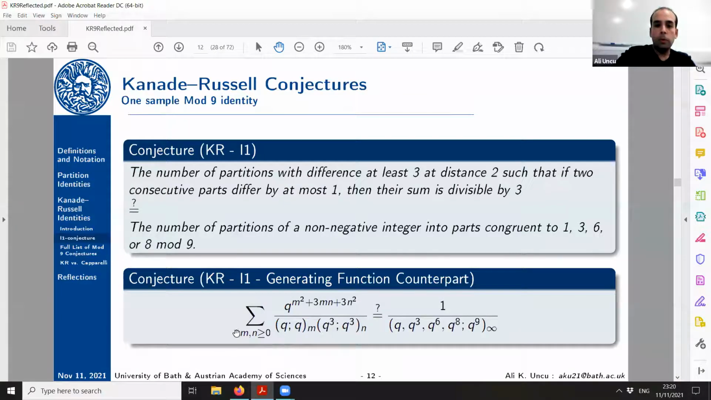Okay, yeah. So here is the generating function counterpart of the first Kanade-Russell conjecture. Here's a double sum this time, but it's a sum after all. And we are conjecturally thinking that it's equal to a product. And again, in the product, the residue classes are 1, 3, 6, 8. You would see them modulo 9 visibly in the product. And Kahn gave a combinatorial construction of how you would interpret these objects to give you the partition with the difference conditions that is expressed here. Okay.